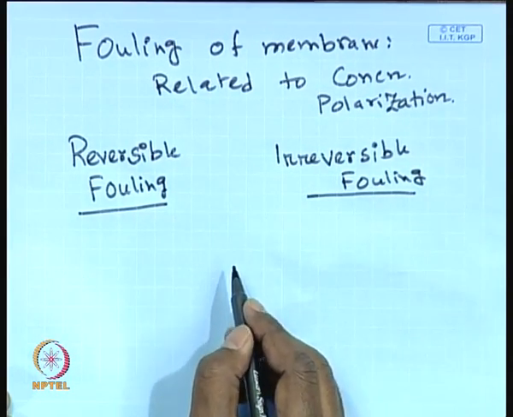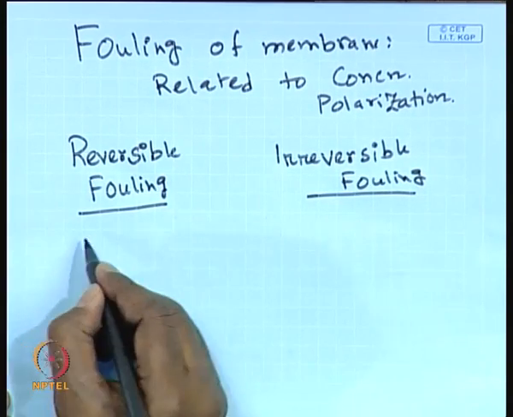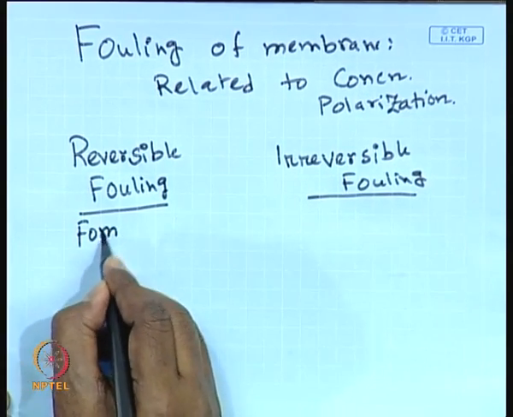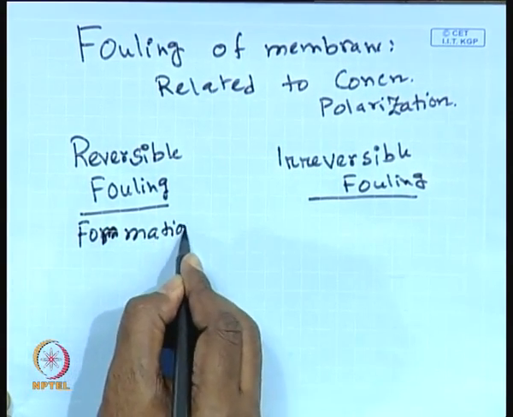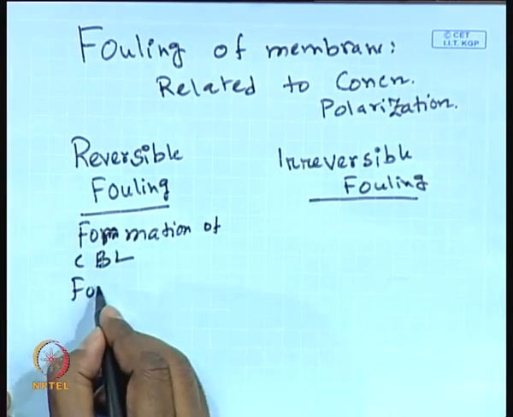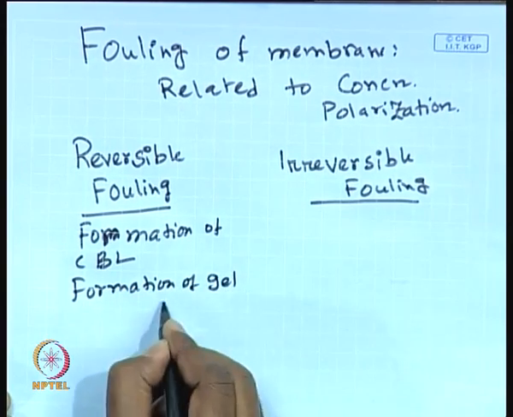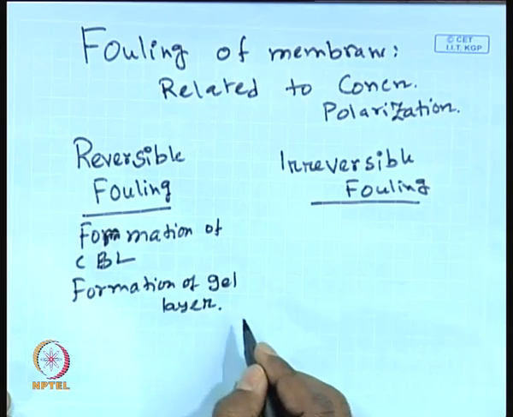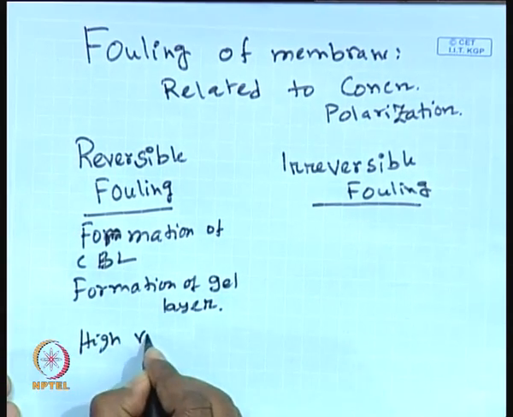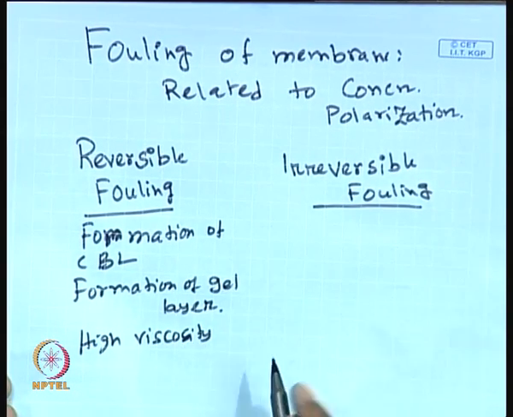What is reversible fouling? In case of reversible fouling, it is the deposition over the membrane surface. For example, the formation of a concentration boundary layer, formation of a gel layer, formation of a very thick, highly viscous solution over the membrane surface.